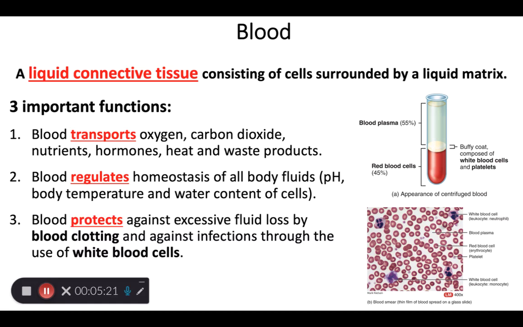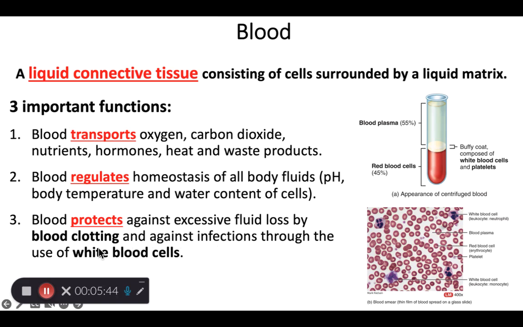And then the last one is protection. A couple ideas here is one is blood clotting as a protective mechanism. So it protects the body from blood loss and therefore fluid loss. If you lose blood, you're losing a lot of the fluid in the body. And then it also transports your immune cells.